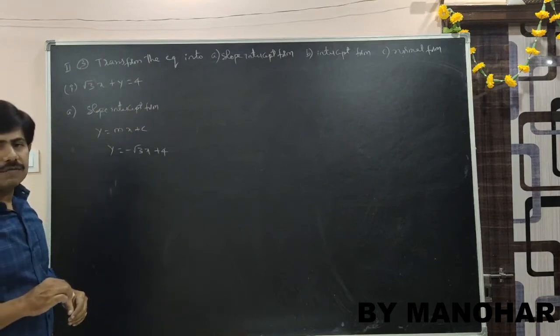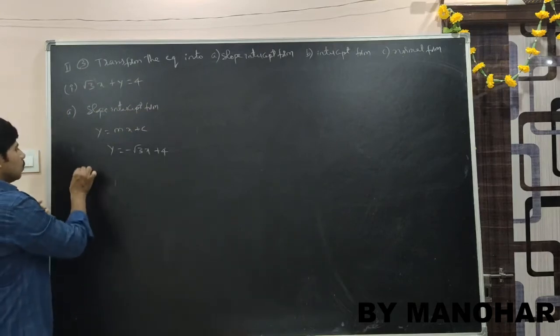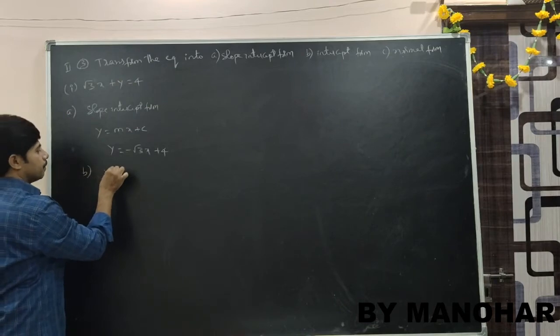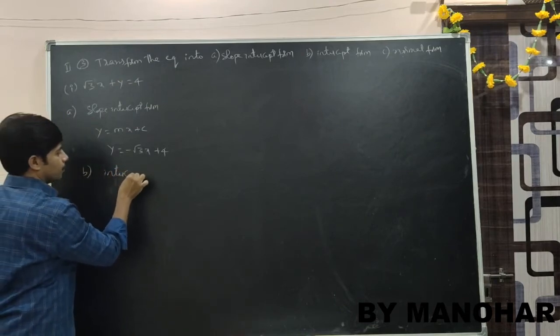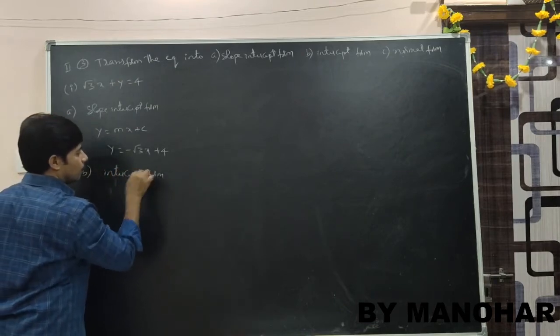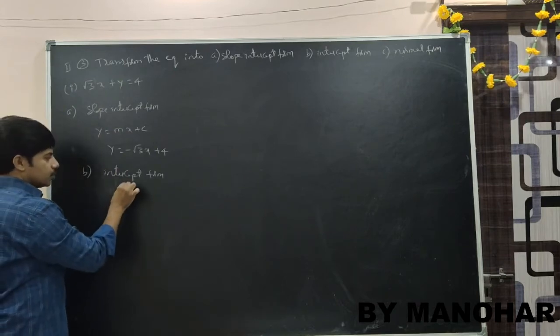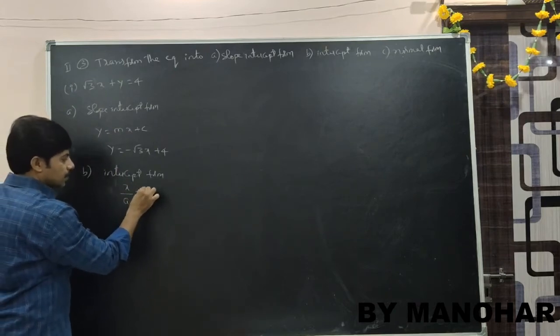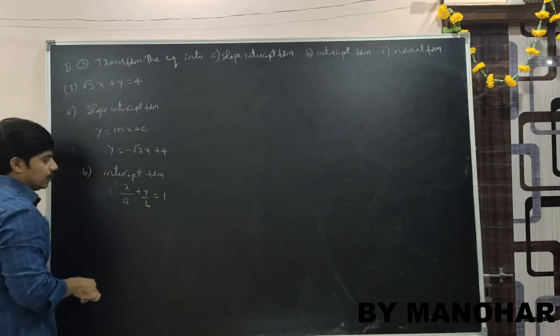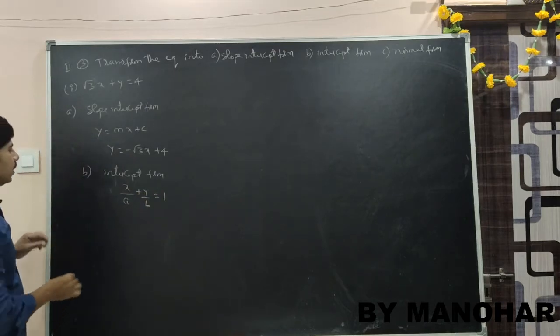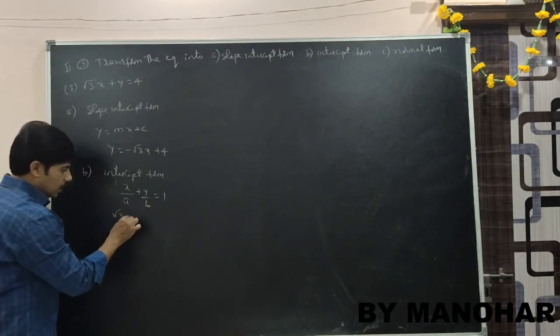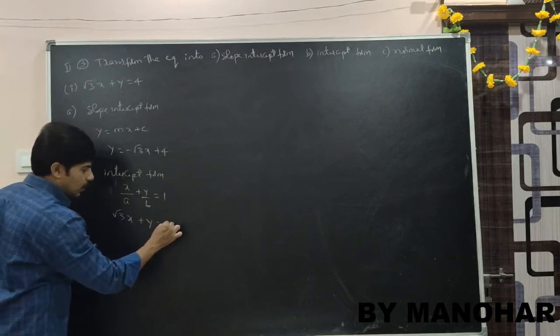Then after that we have intercept form of line. Intercept form means it should be x by a plus y by b is equal to 1 in this form. So what is the equation they gave? I will repeat this. Root 3x plus y is equal to 4.